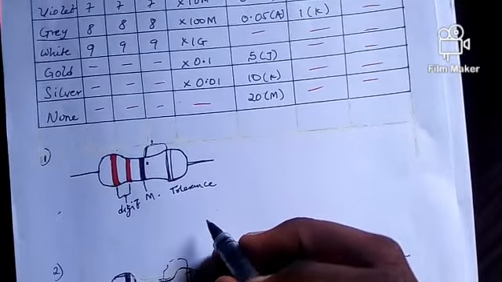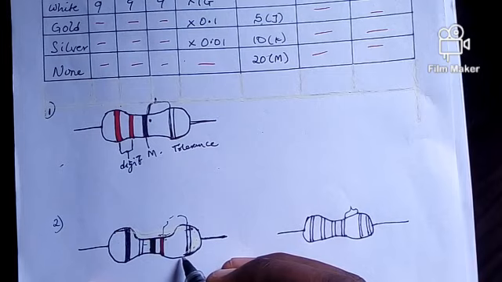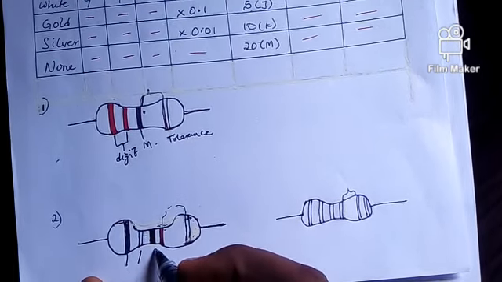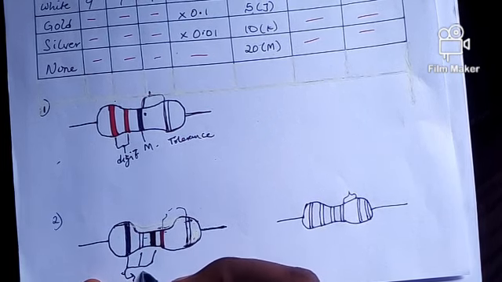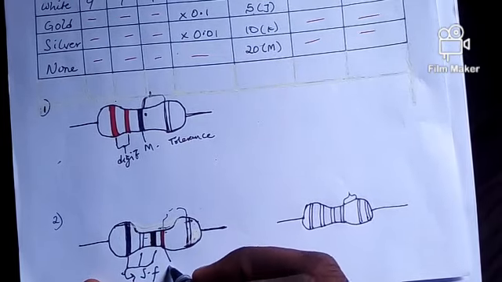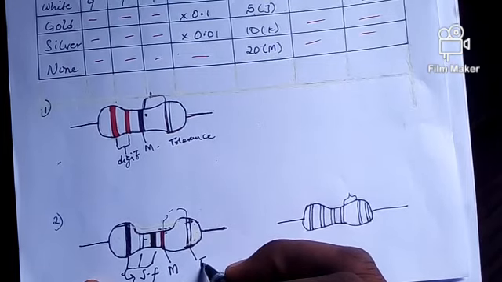The same thing applies when we have a 5-banded resistor. But for the 5-banded resistors, the first 3 colors go to the digits or the significant figures. The fourth color shows the multiplier, and then the last color is the tolerance.